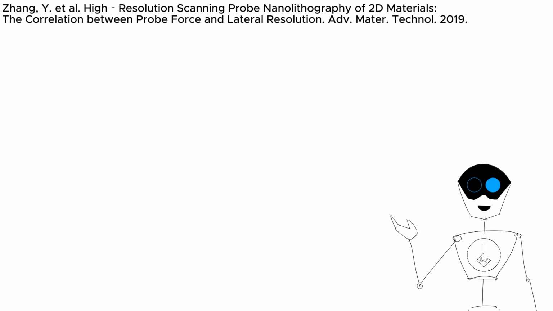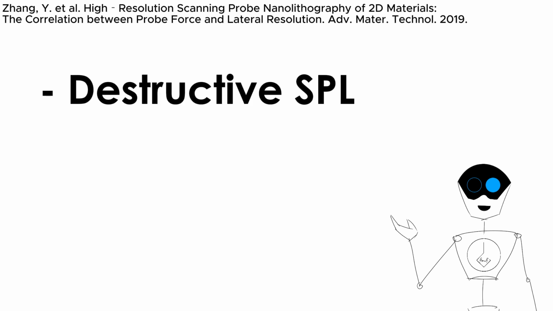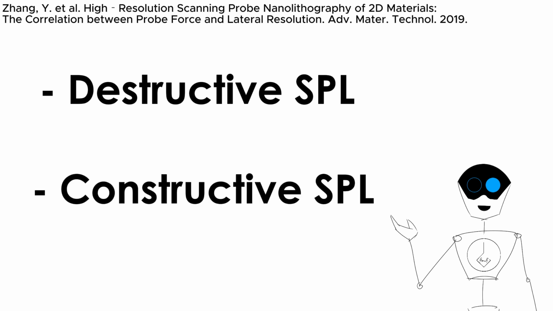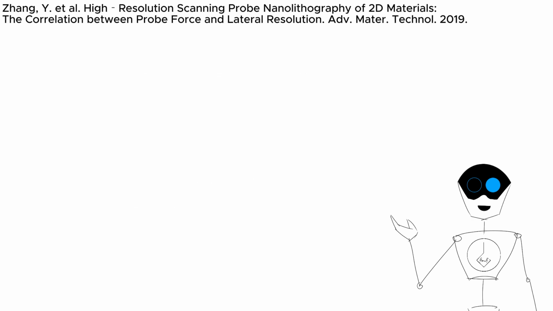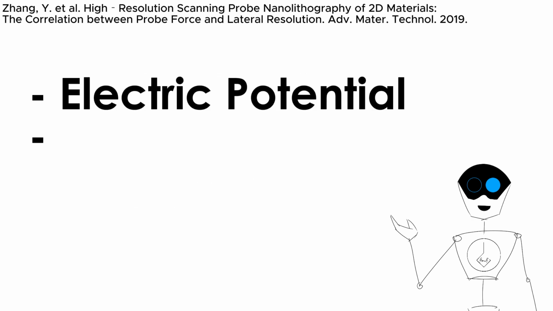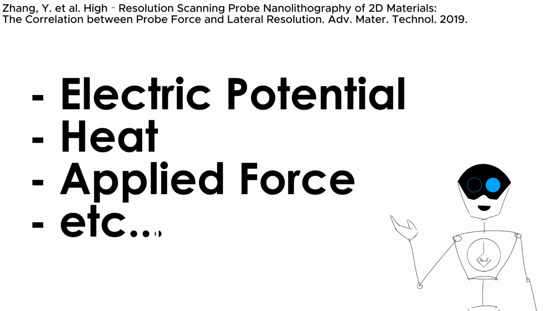The main techniques of scanning probe lithography, SPL, can be categorized into two groups. Destructive SPL, which involves the removal of material from the surface. Constructive SPL, which involves the deposition of material onto the surface. The former group utilizes various physical interactions, e.g., electric potential, heat, applied force, etc., between the probe and the surface to ablate or modify existing materials.